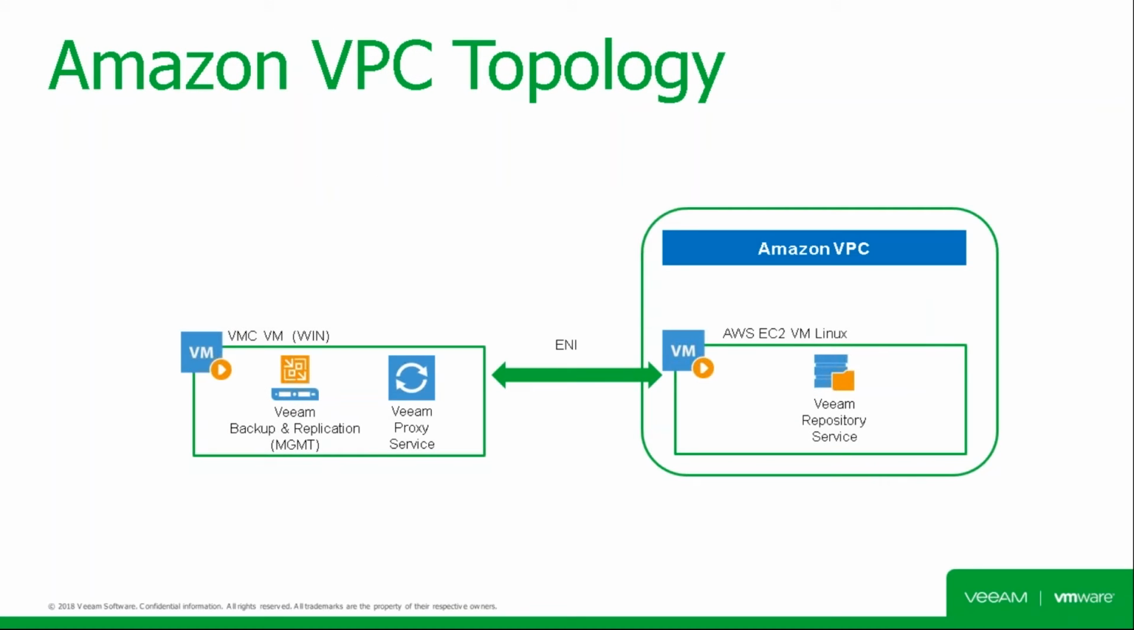Okay. What we wanted to talk about next was opening up the correct network connection to use the fast ENI connection, the Elastic Network Interface connection between a Veeam proxy and the Veeam repository that resides on EC2. So let's go to the next slide.